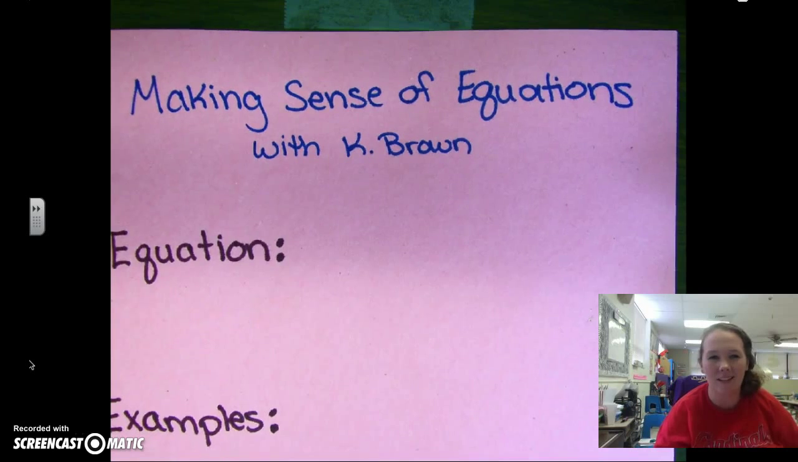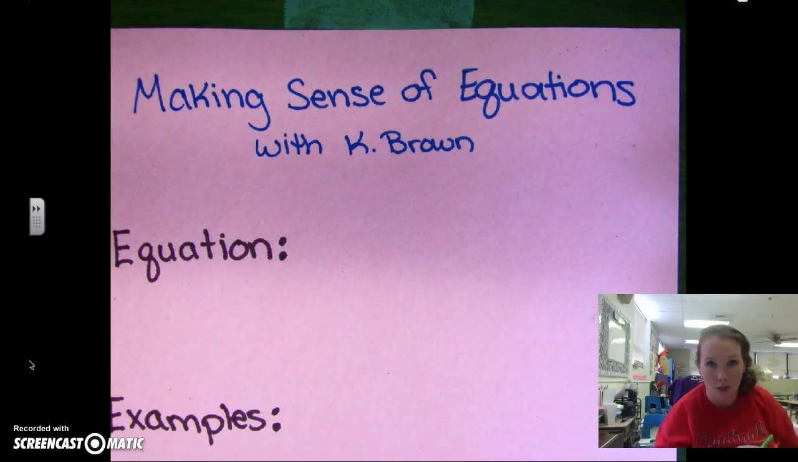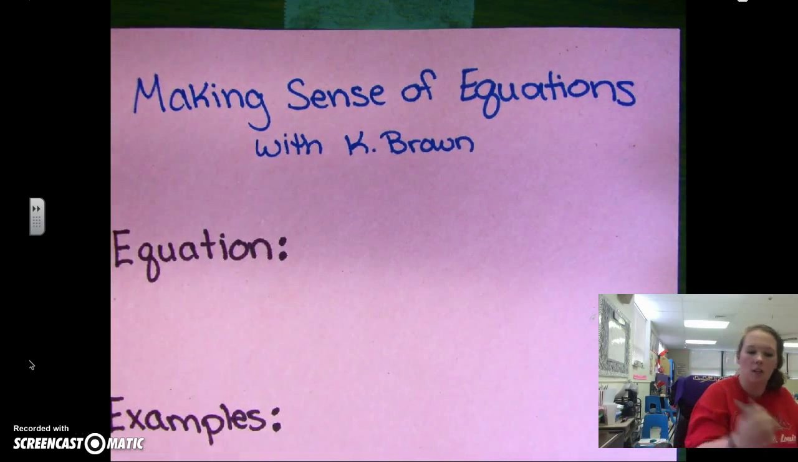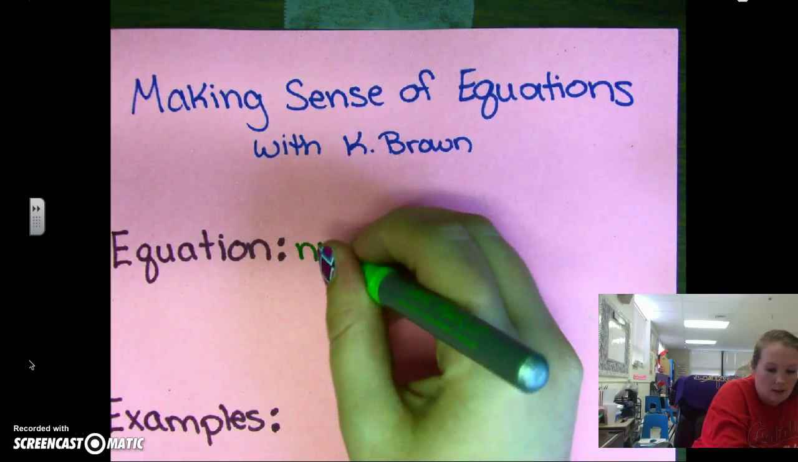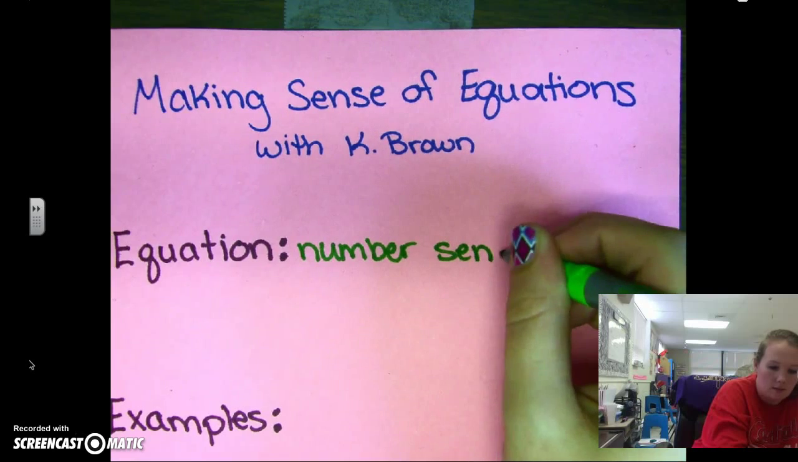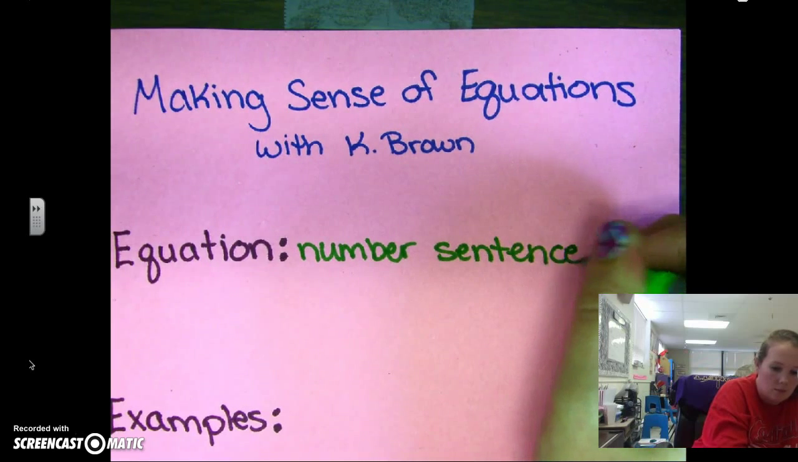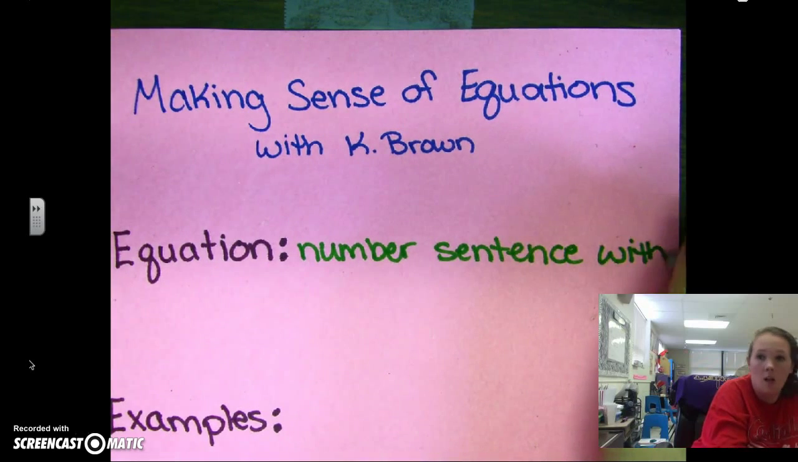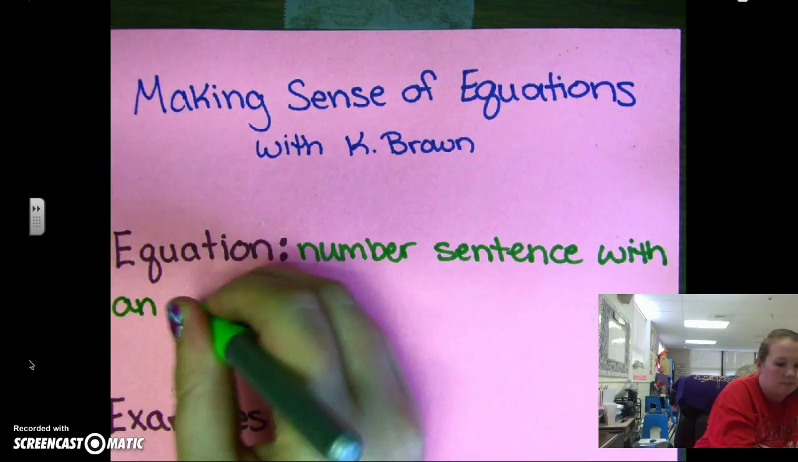Alright, let's go ahead and get started with what is an equation. An equation is just a number sentence that uses an equal sign in it. A number sentence with an equal sign.